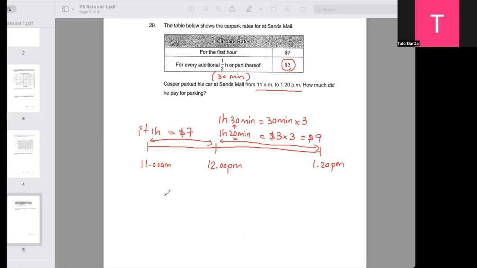Now, let's find the total. Total is going to be this first $7 plus this remaining $9. Okay, so he has to pay $16 in total for the parking fee.